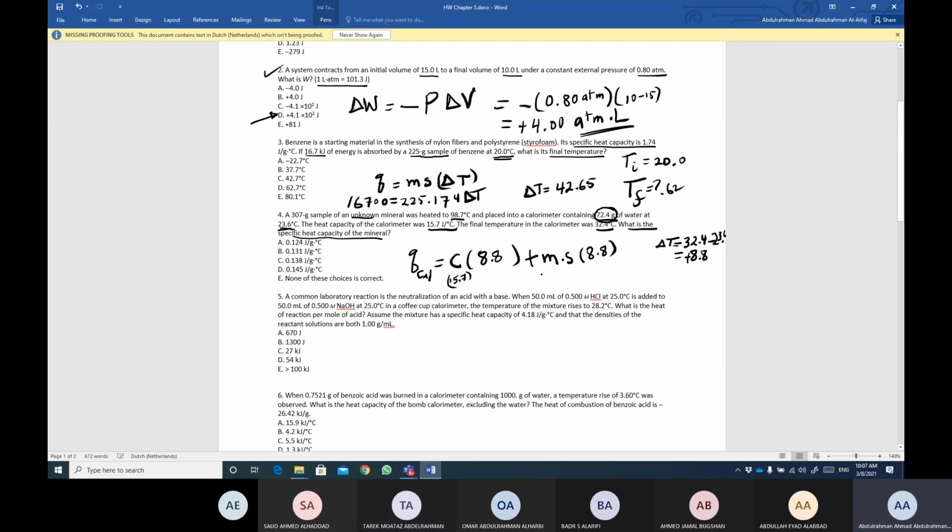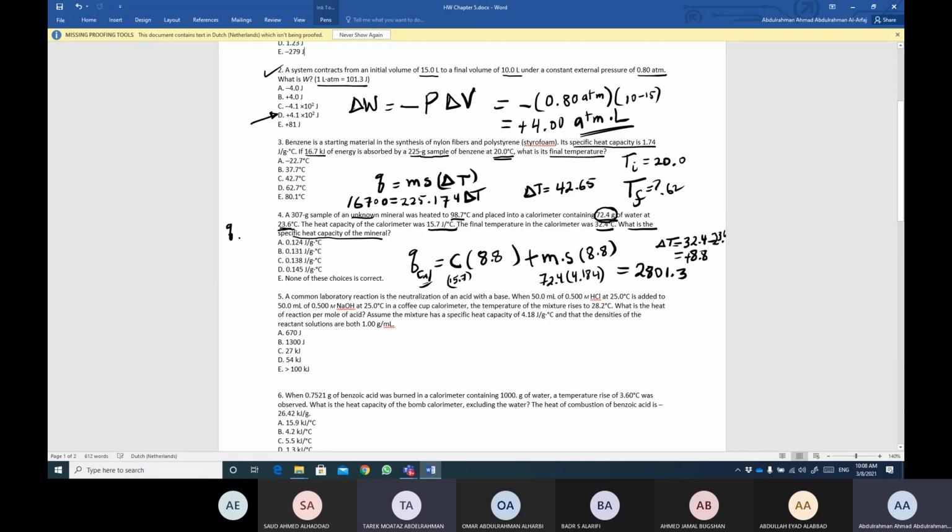What's the mass? I'll write it under it. 72.4. What's S? 4.18. From where you got it? From the periodic table. Okay, calculate Q calorimeter. 2801.3. Very good. If you know this, what's Q of material?